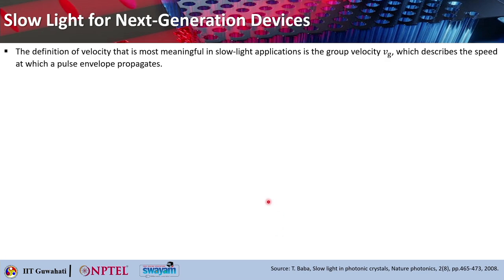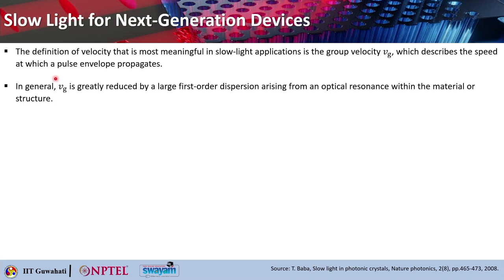The definition of velocity that is most meaningful in the case of slow light application is the group velocity Vg, which basically describes the speed of the envelope in which the pulse propagates. Or you can say this basically describes the speed of pulse envelope propagation, right? So in general, Vg is greatly reduced by a large first order dispersion arising from an optical resonance within the material or the structure itself.